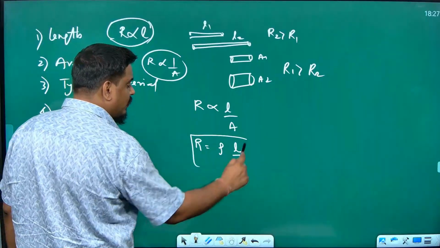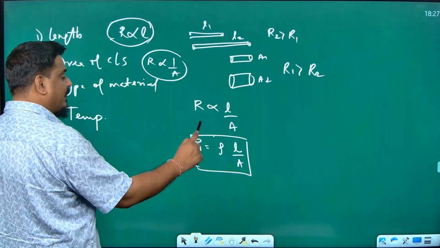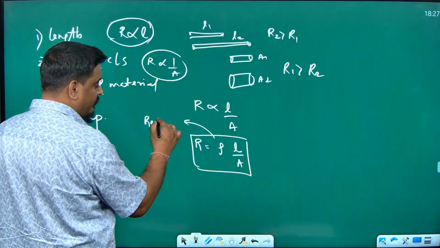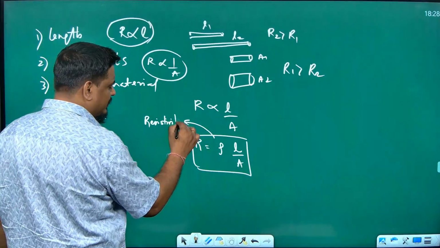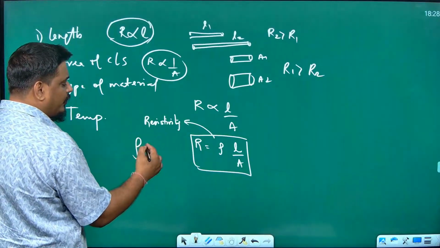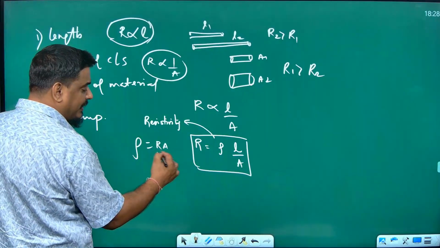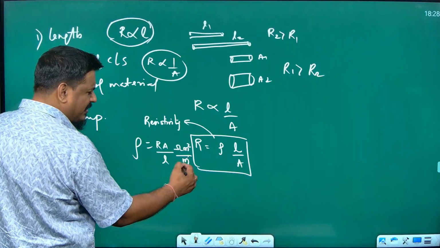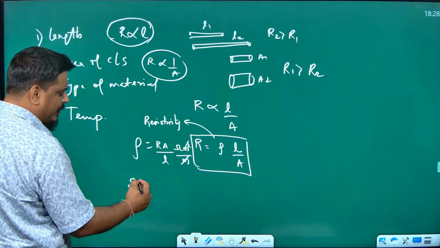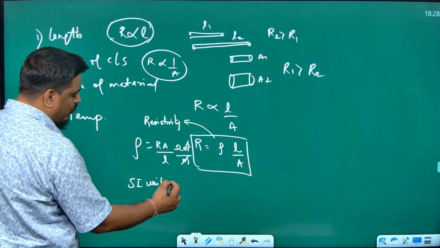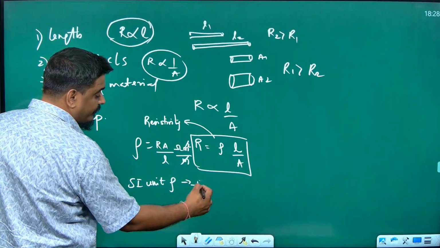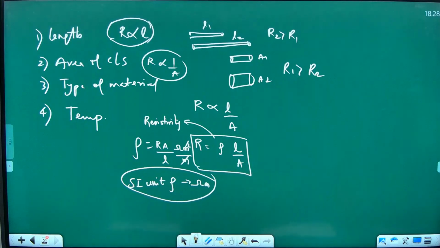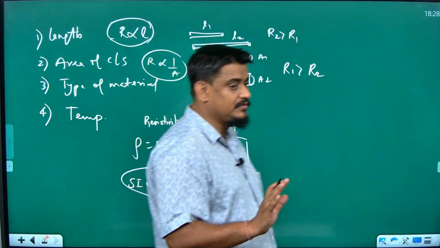Now, what is this rho? Resistivity. It is defined as resistivity. So, resistivity rho, what unit will it have? If I write R into A by L, R is in ohms, meter square by meter, meter gets cancelled. So, SI unit of resistivity will be what? Ohm meter. Everything we have learned in the previous class itself, I am just revising everything.